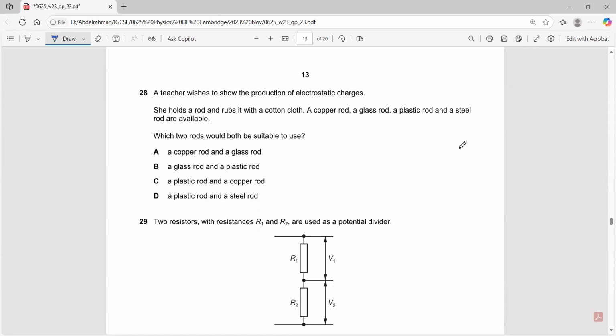Teacher wishes to show the production of electrostatic charges. She holds a rod and rubs it with a cotton cloth. A copper rod, a glass rod, a plastic rod and a steel rod are available. Which two rods would both be suitable to use? You cannot use metals to show the electrostatic charges. You have to use non-metals. So only the glass rod and the plastic rod can be used.